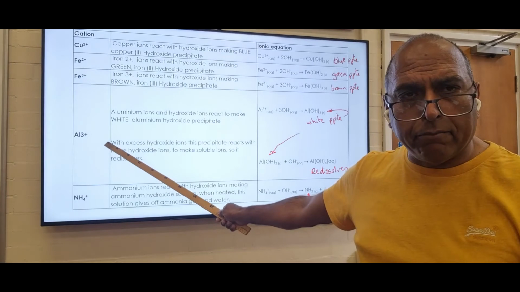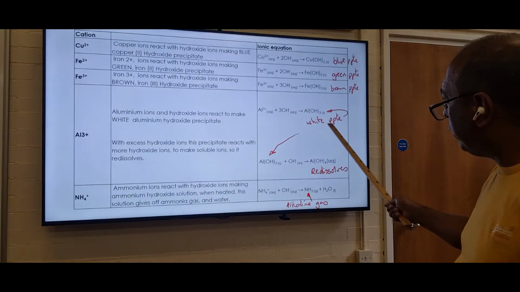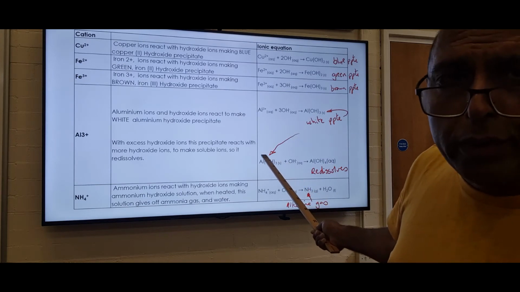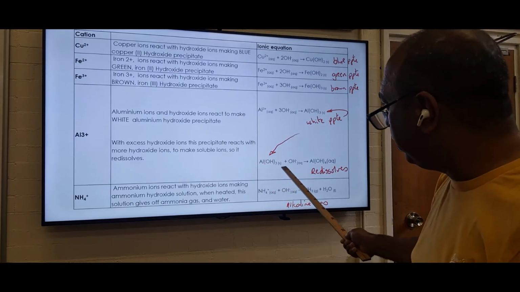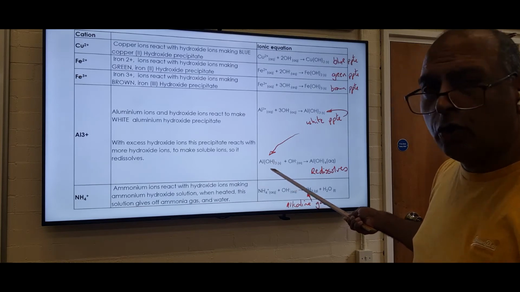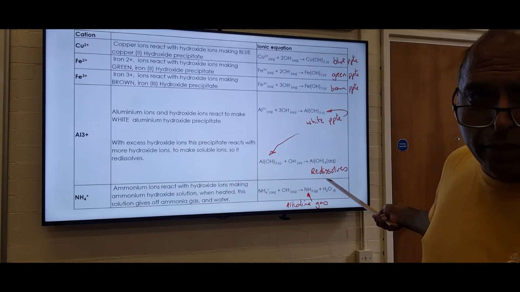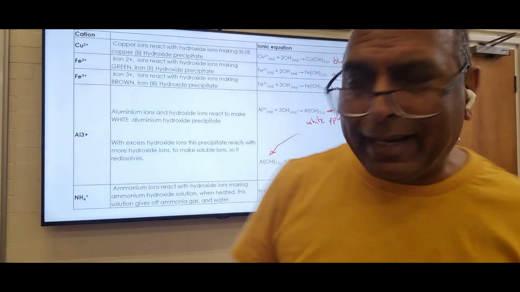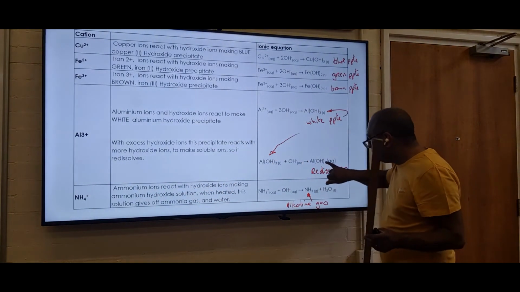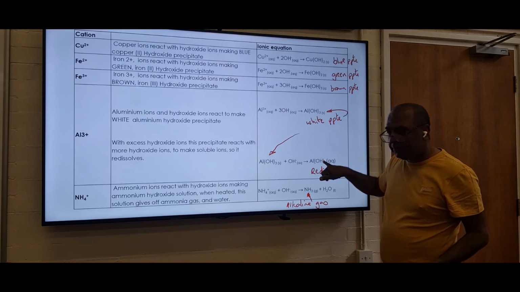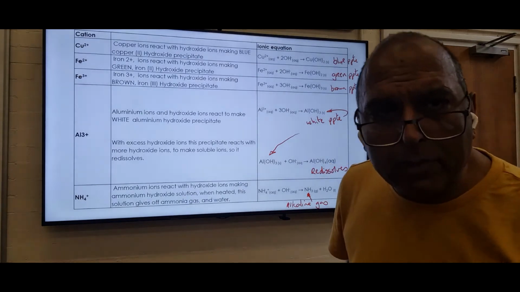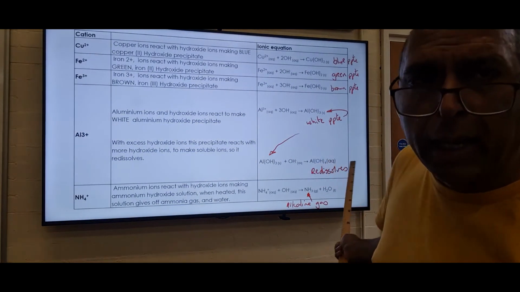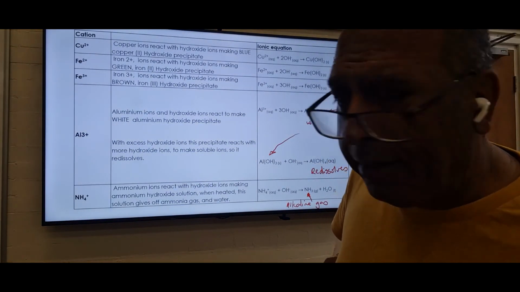How about aluminium? Well, aluminium ions give you a white precipitate, and that white precipitate with loads of sodium hydroxide will redissolve. There, look, redissolves. And sorry, there should be a negative charge here. There should be a negative charge here. I've left it out, and that's a mistake. So you need to put a negative charge there. This is an ion, AlOH4 minus ion.